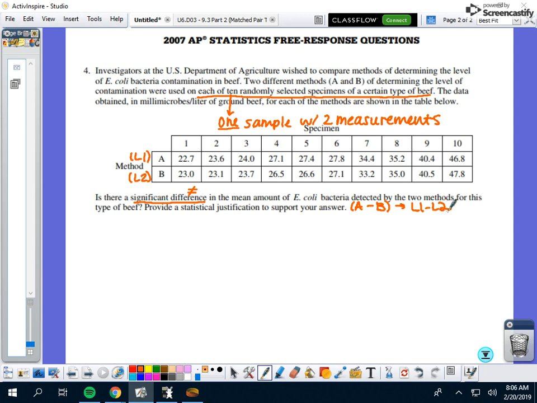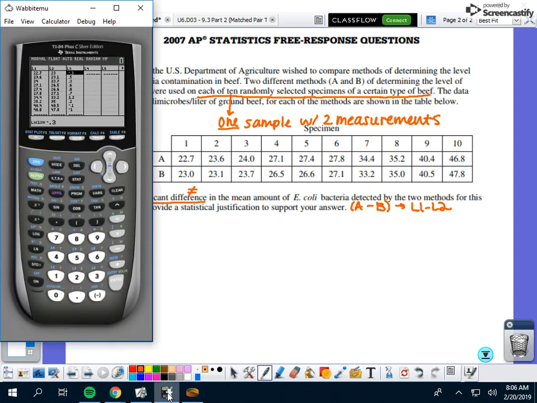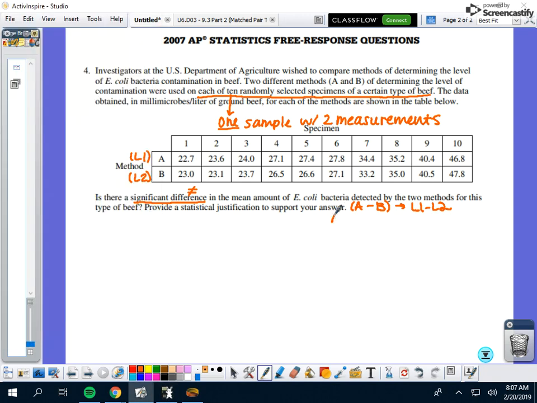then I'd just like you to think about, before we get started, what all these numbers mean. The first one's negative 0.3, and so that means if A minus B is negative, that means that more contamination was detected by method B.